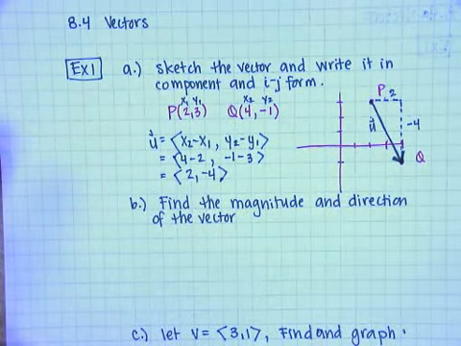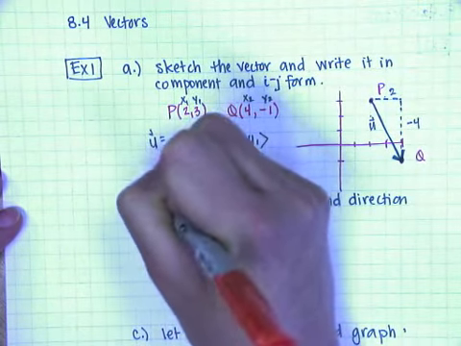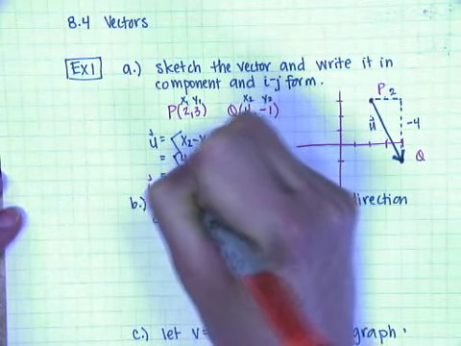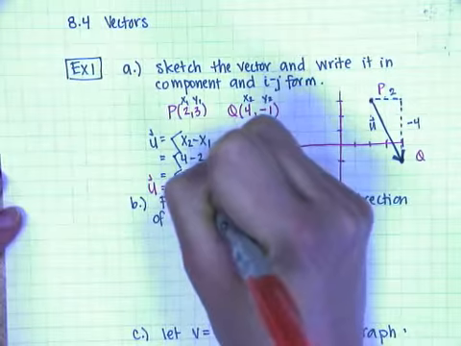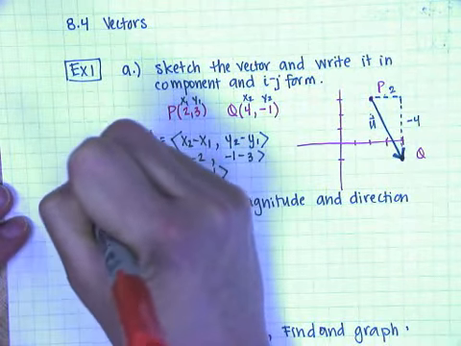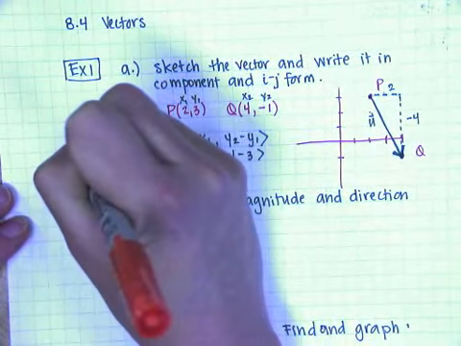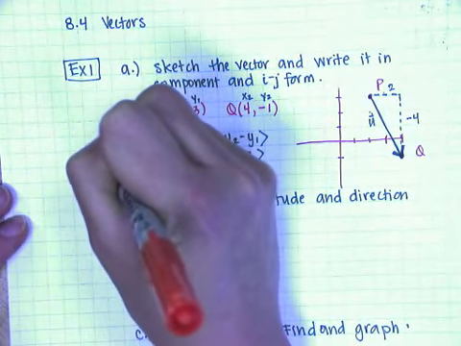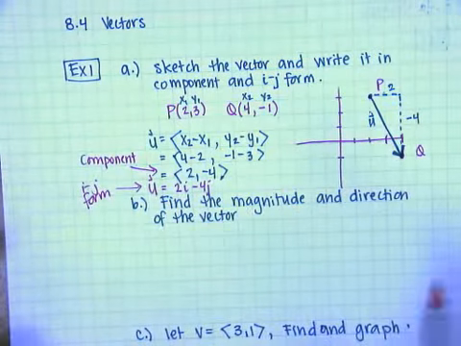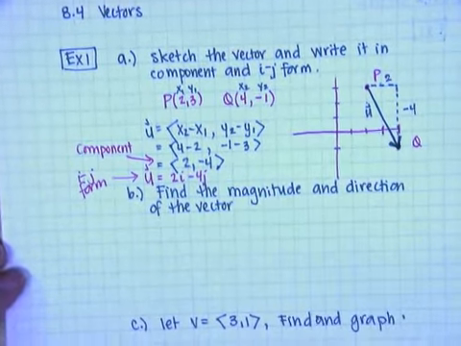Now, to write the same vector out in ij form, I would just say 2i minus 4j. So this one right here is ij form, and this guy right here is component. So component has the triangle brackets, ij form has the i's and j's.